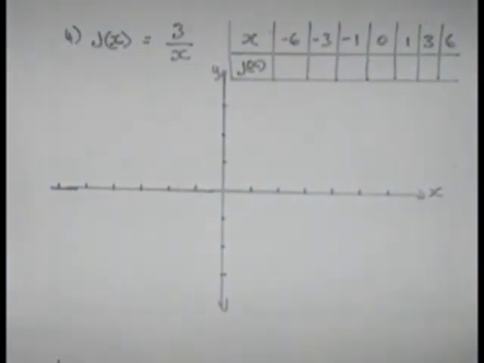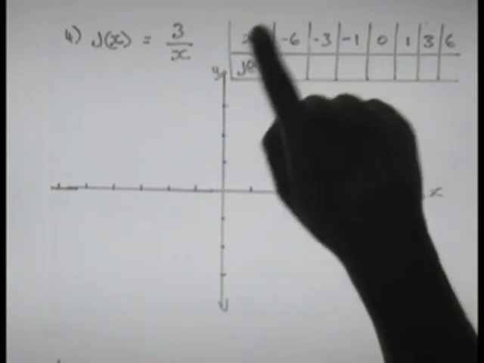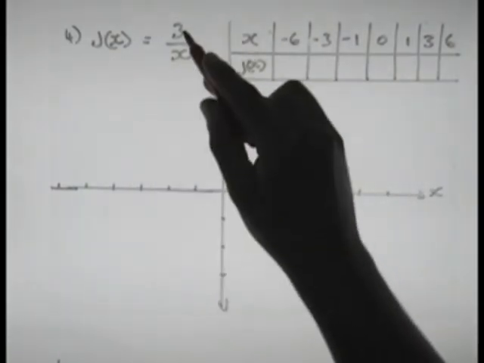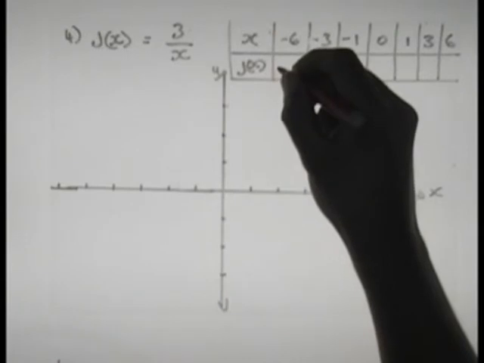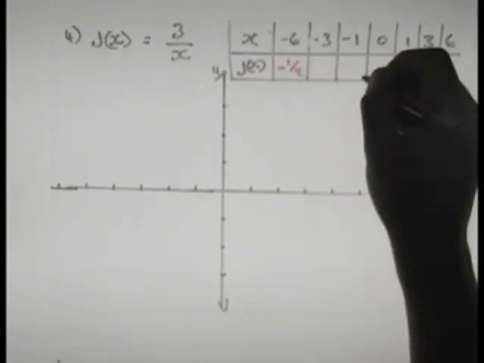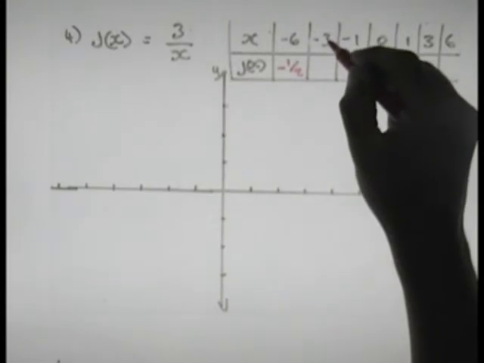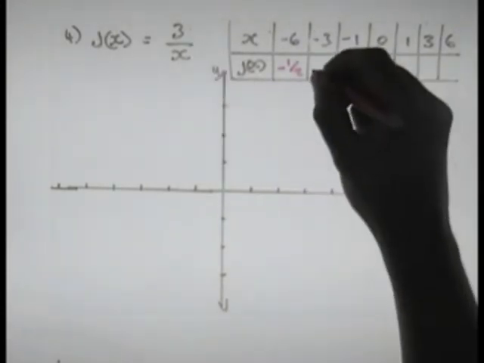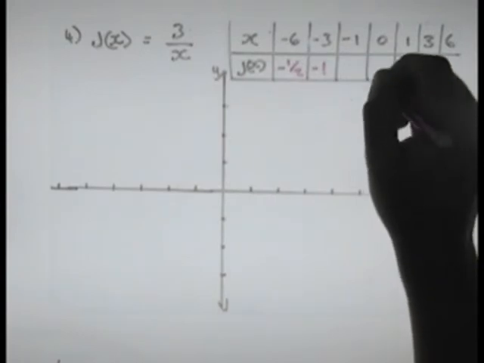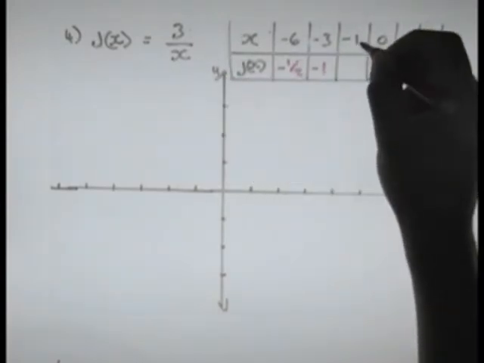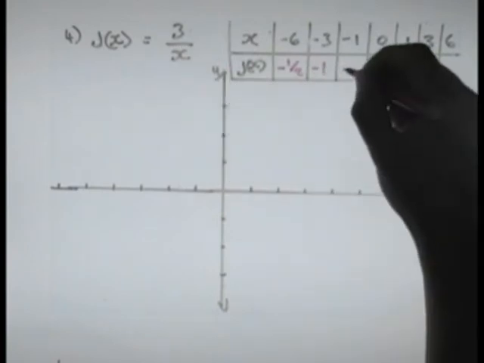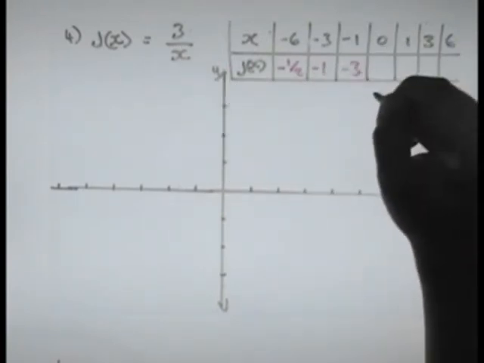Number 4 read, j of x is equal to 3 over x. And I wanted you to start by completing this table. When x is equal to negative 6, j of x is going to equal 3 over negative 6, which is the same as negative 1 over 2. When x is equal to negative 3, it's 3 over negative 3, which is negative 1. When x is equal to negative 1, it's going to be 3 divided by negative 1, which is negative 3.